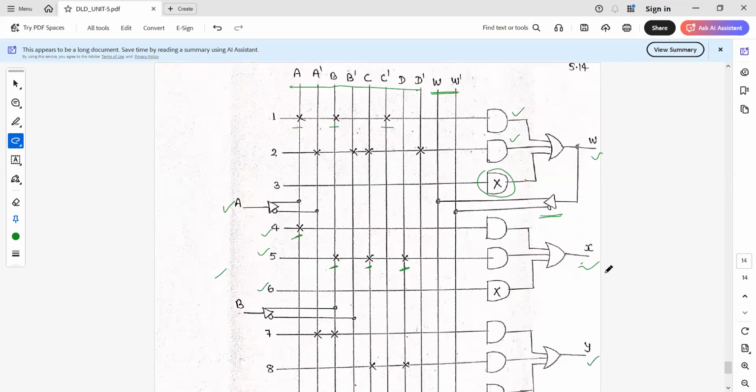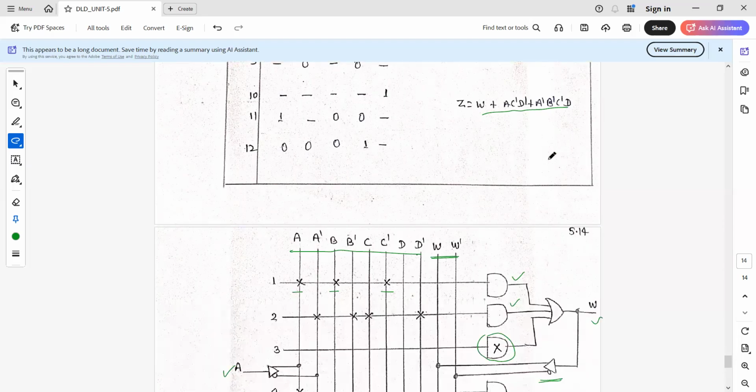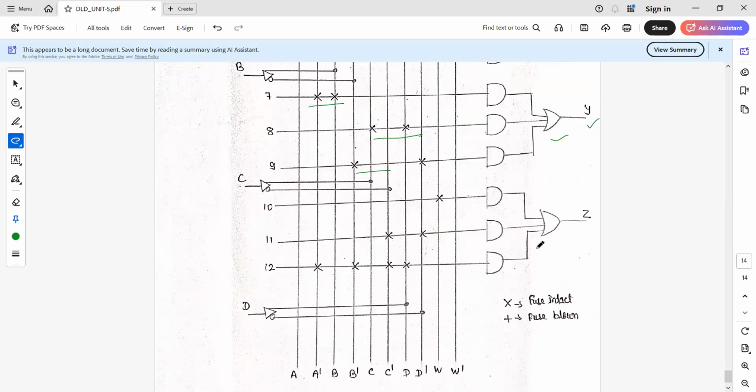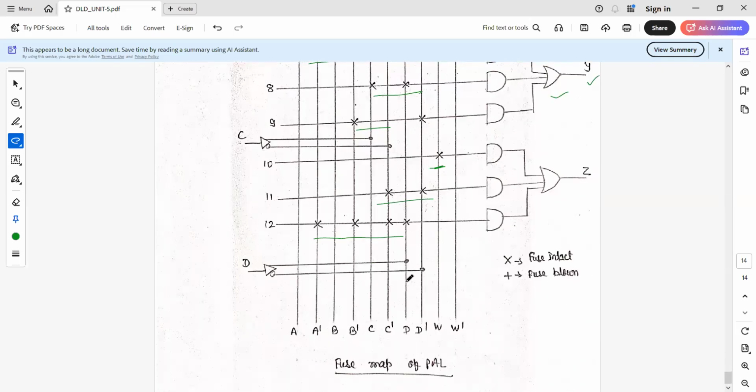Similarly, in the case of function Y, we have three terms: A dash B plus CD plus B dash D dash. Those are again connected with the help of three AND gates. These connections are given here, and finally it is connected with the OR gate. And the fourth one, including W, we have three terms here, so that's why we are using three AND gates. So this is for W, and this is for the other values. W is what here: W plus A C dash D dash plus A dash B dash C dash D. Those connections are given here.